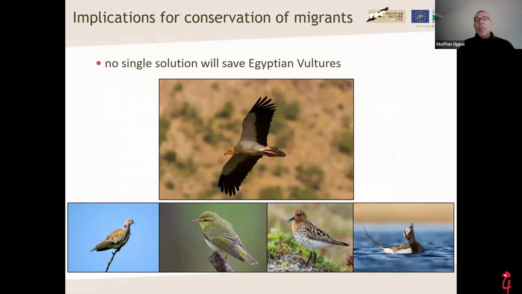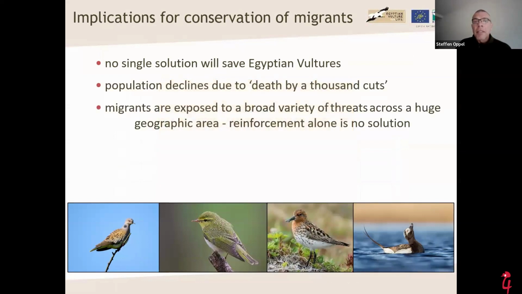So what are some of the wider implications for the conservation of migratory birds that we have learned from this Egyptian vulture project? The first thing is that there isn't a single solution to save the Egyptian vultures. They're threatened by so many different problems in so many different places that the population basically declines by death by 1,000 cuts. There is a bird that gets shot here. There's another bird that gets electrocuted in Turkey. There is a bird that gets poisoned in Greece. There is another bird that gets hit by a car somewhere. There are lots and lots of threats across the entire flyway.